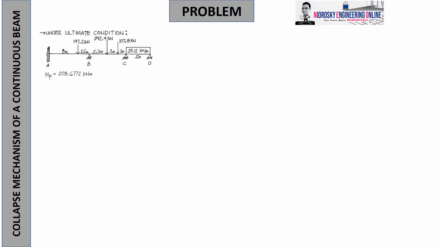Now, notice that under BC is a composition, okay, of two concentrated loads. Okay, we have 292.4 and 107.3. Okay, so by representation, we need to understand, as I have discussed in one of my video lectures, that under this situation, there can be cases of hinging. And these are the following.